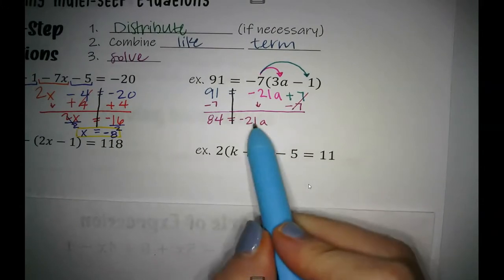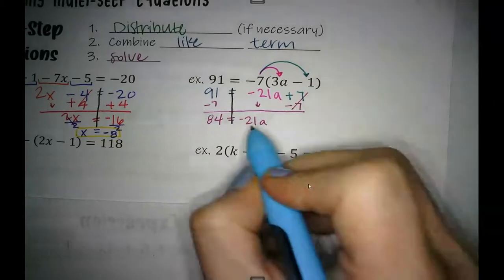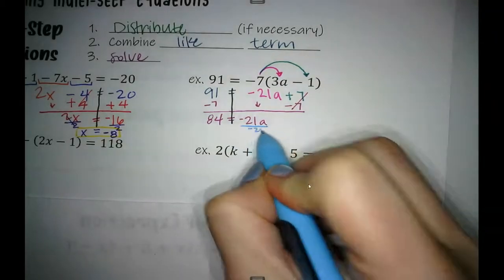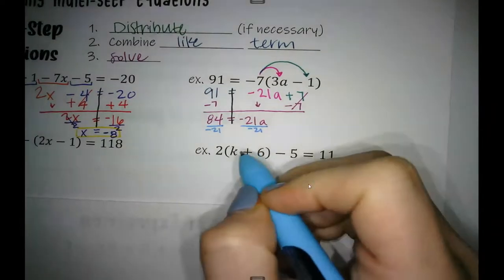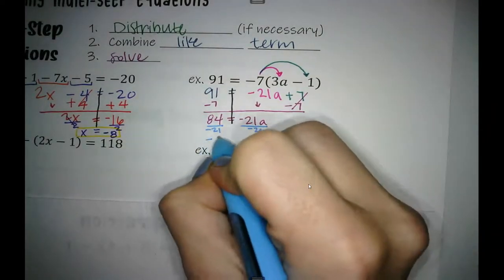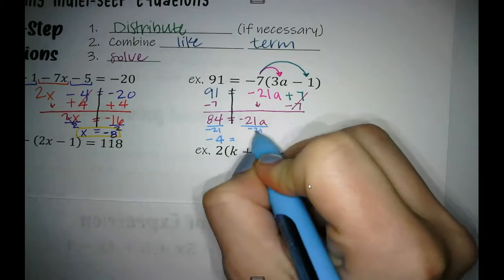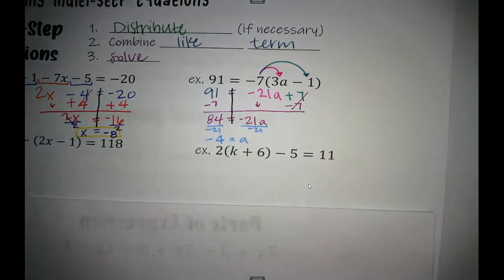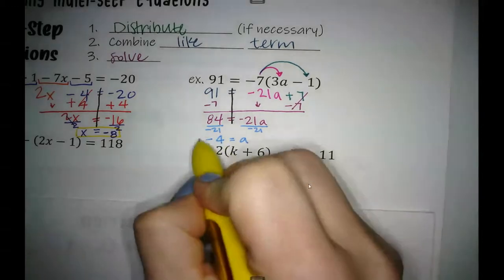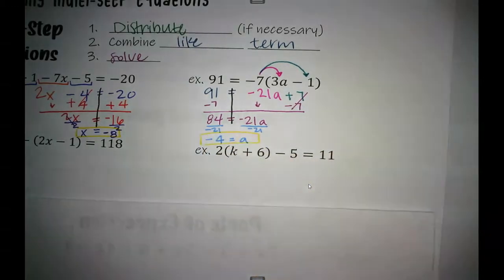All right, now I can handle this multiplication by dividing both sides by negative 21. 84 divided by negative 21 ends up being negative 4. Negative 21 divided by negative 21 just leaves me with a. So in order for this equation to be true, a has to be negative 4.